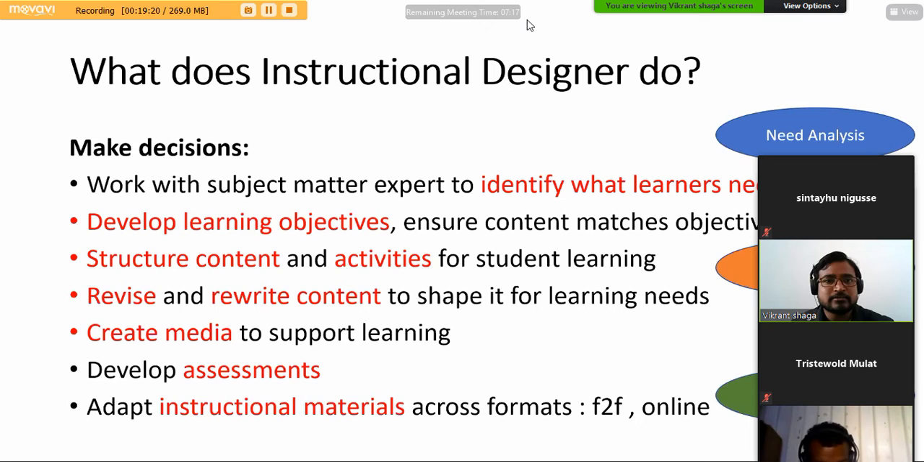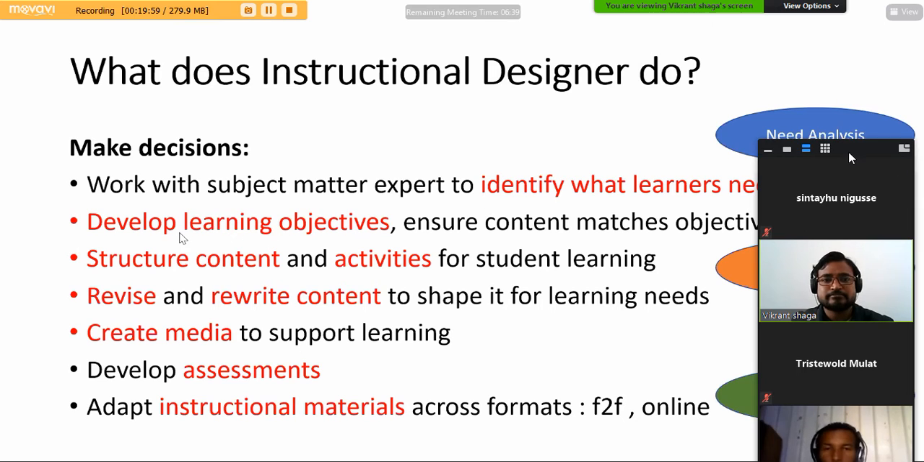Before that, let's finish off with what an instructional designer does. It is the role of the instructional designer to find out the need analysis: why we are preparing this course. He works with the subject matter expert to identify this. The subject matter expert is the teacher or the instructor. So he discusses with the instructor to identify what learners want, what is the need of the learner. So here the need analysis is there.